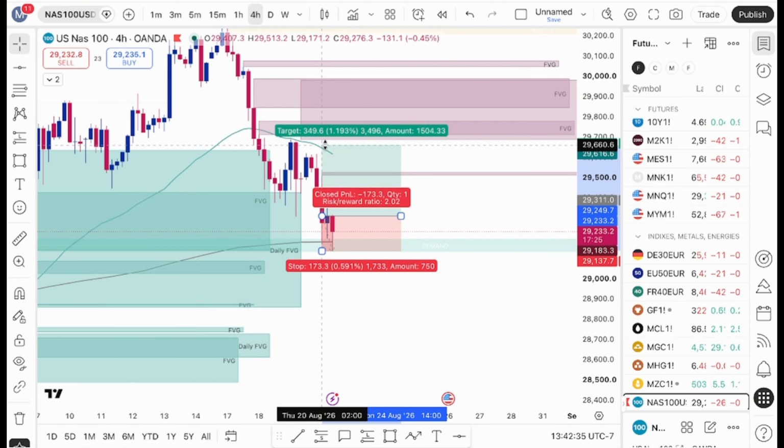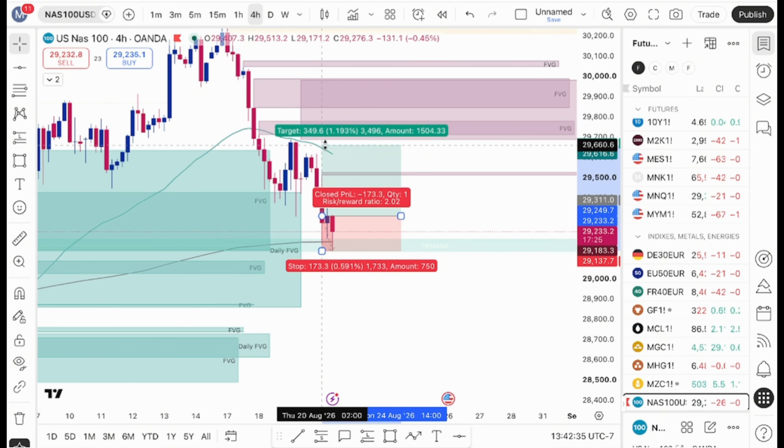Okay, this one right here would have been a loss because I like this one. It is out of a fair value gap. However, you're also going into this daily fair value gap right here. So this would have been a loss.